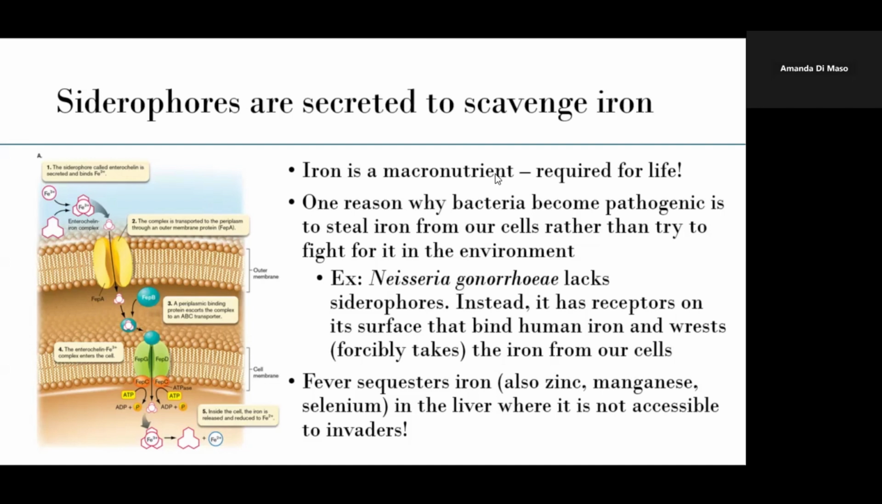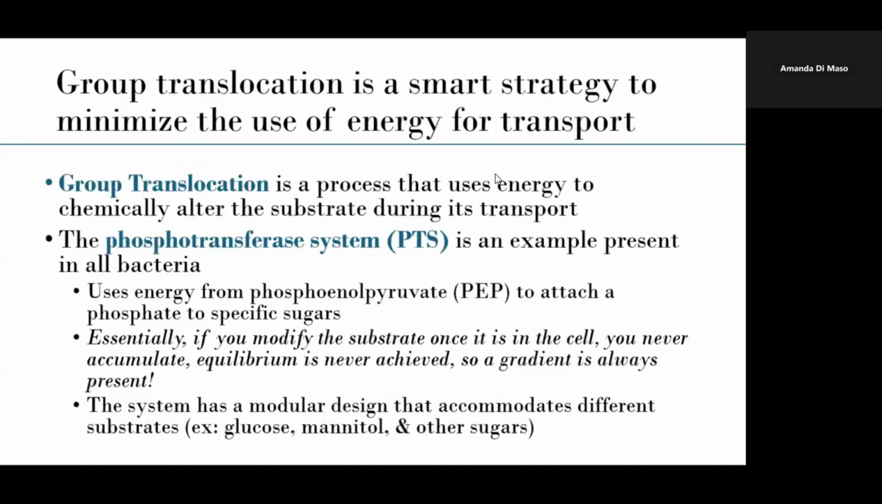So lots of reasons why we have fever. This is just one you've probably never heard of before. Any questions about siderophores? All right. This is cool. And I know reading it in the book at first, you're probably like, this is confusing. I promise you it's not.